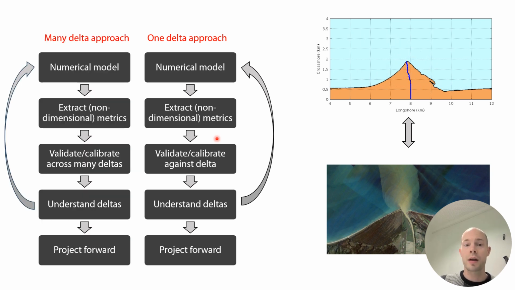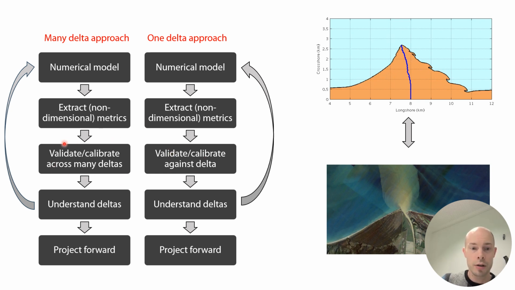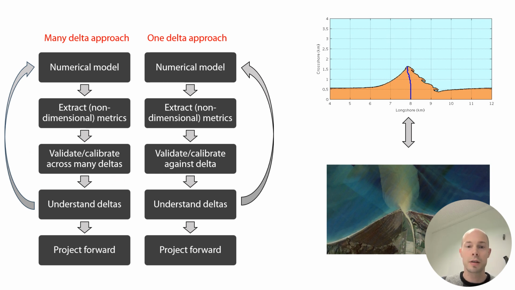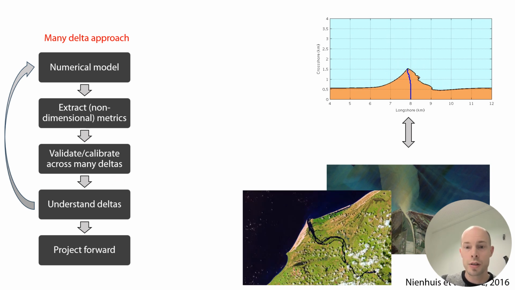So I'd like to compare this in this talk to something that I've been using a lot, which I call the many delta approach. The difference is in this box here, right? We don't validate against one single delta, but across many different deltas. And that has some advantages, right?